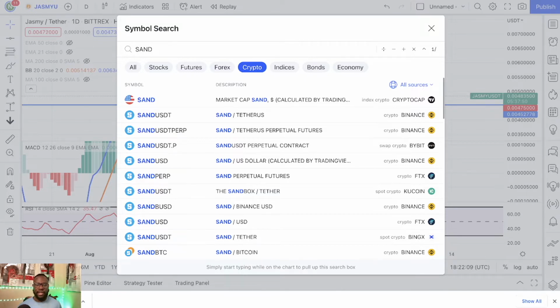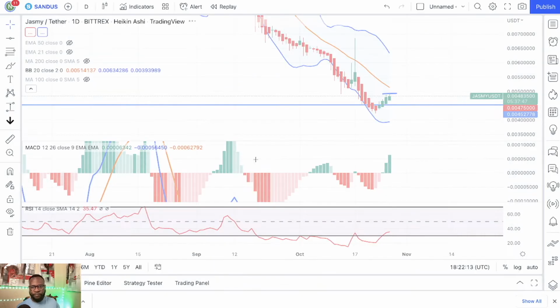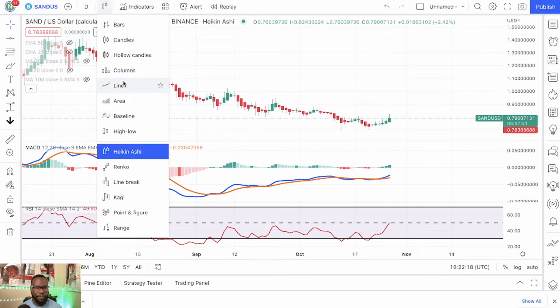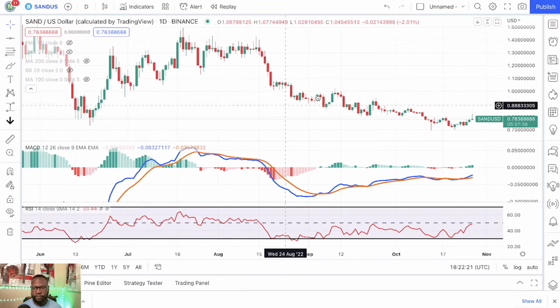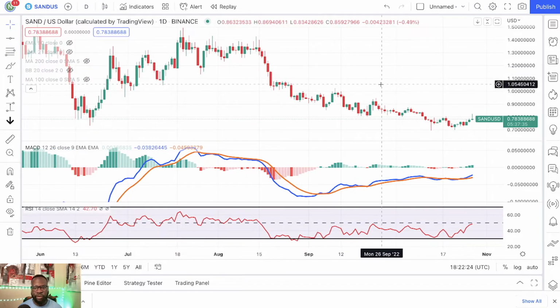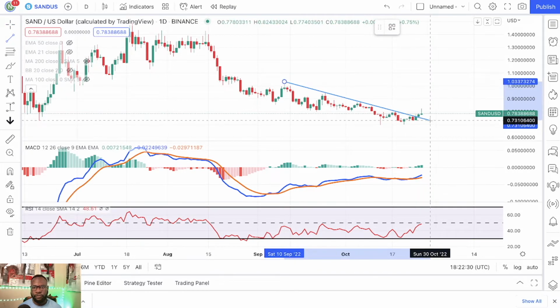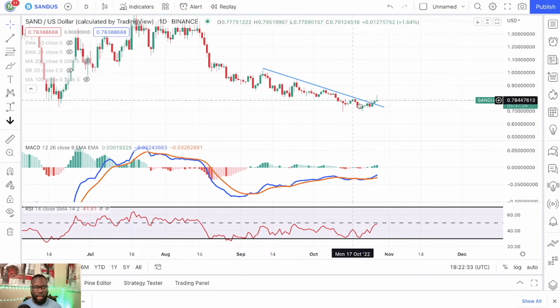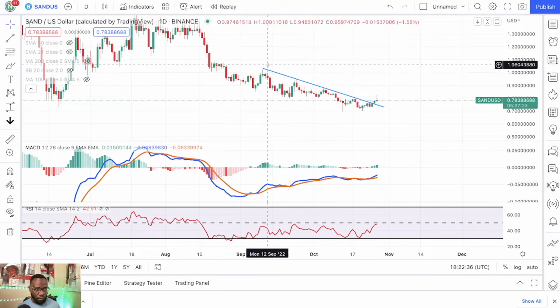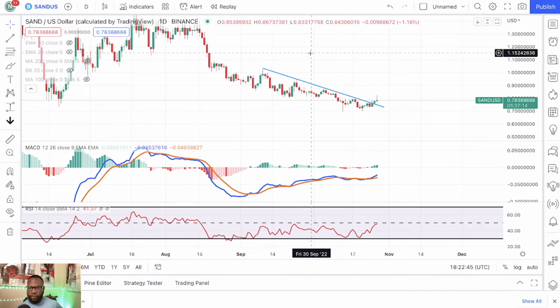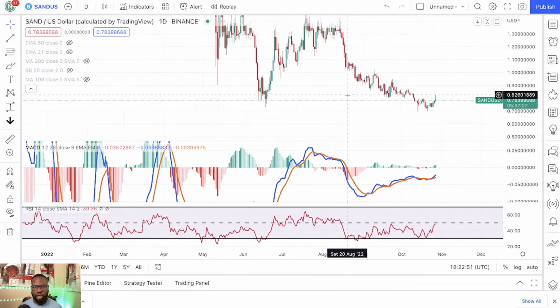All right, let's take a look at Sandbox. Get rid of this. All right, let's get back to the regular candles. Looks like Sandbox is breaking out of this, out of this downtrend right here. Excuse me, guys. So, Sandbox, 78 cents right now. Let me show you some targets.